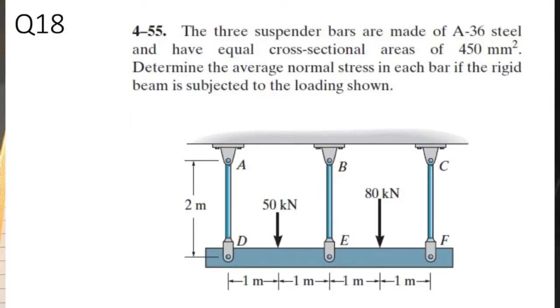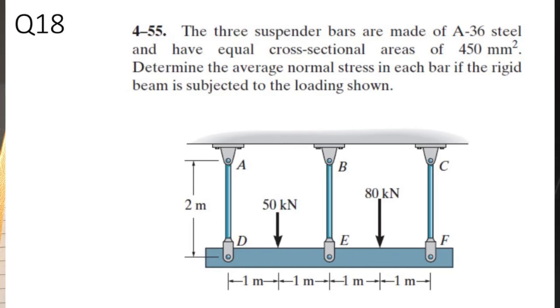So for the last question 18. Okay, sila pause supaya anda boleh membaca dan memahami apa soalan kehendak. Okay, kita teruskan. So the three suspender bars are made of A36 steel. So kita tahu A36 steel is equal to 200 GPa. Equal cross sectional area of 450 mm square. So question ni dah dibagi berapa cross sectional area for the both tiga bar tu, bar AD, bar BE dan bar CF, which is 450 mm square.